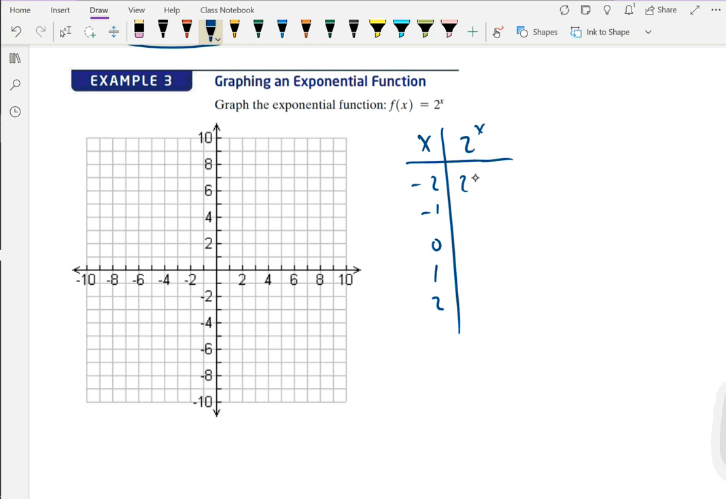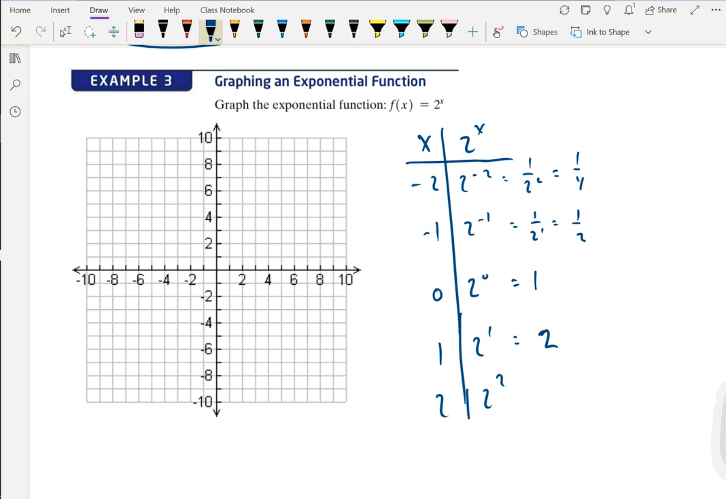So 2 to the x means 2 to the negative 2. The negative power means take its reciprocal, so 1 over 2 squared. So that makes it 1 over 4. At negative 1, I have 2 to the negative first, which means 1 over 2 to the first, which means we have 1/2. At 0, we got 2 to the 0. Anything to the 0 power is 1. At 1, we have 2 to the first, which is 2. At 2, we got 2 squared, which is 4.